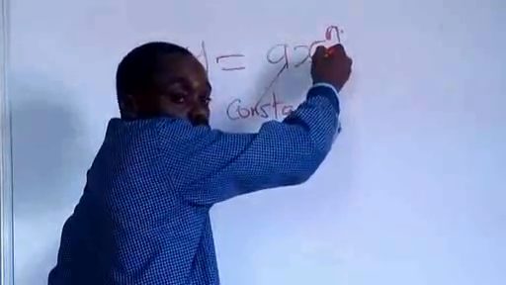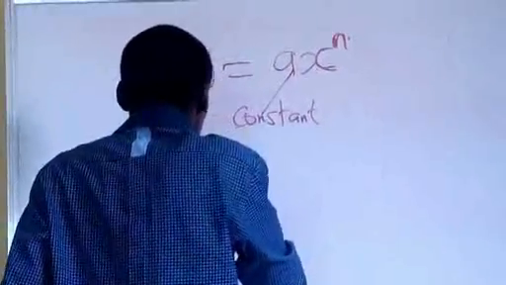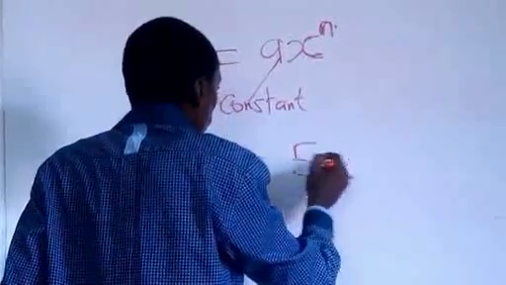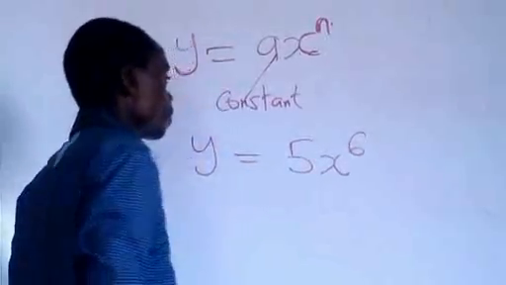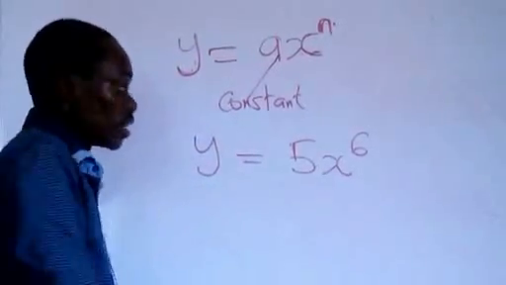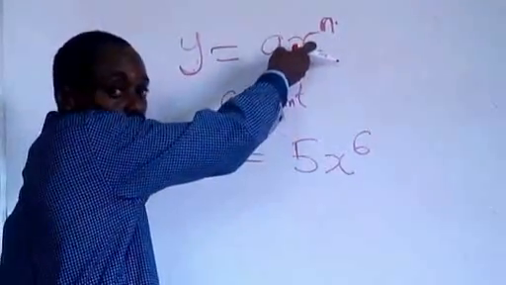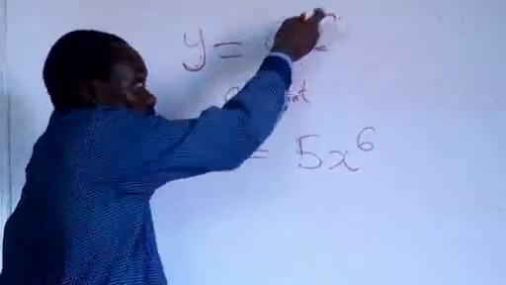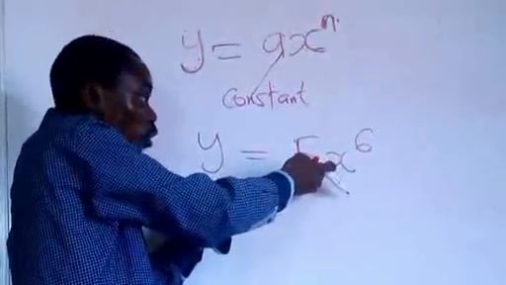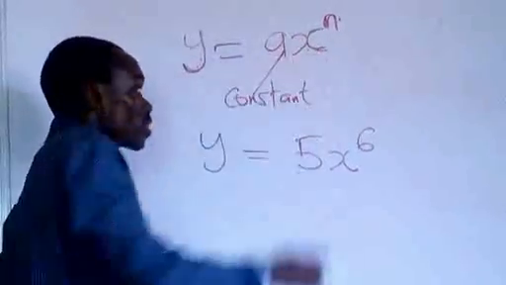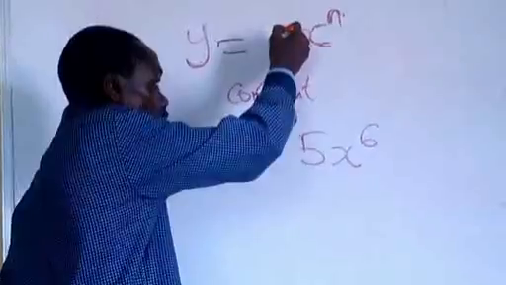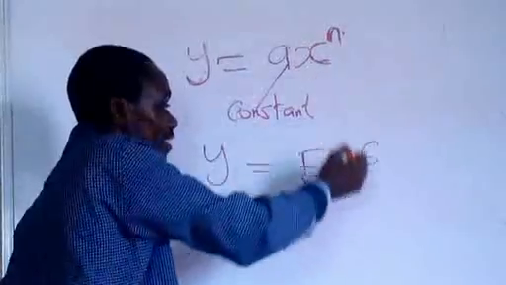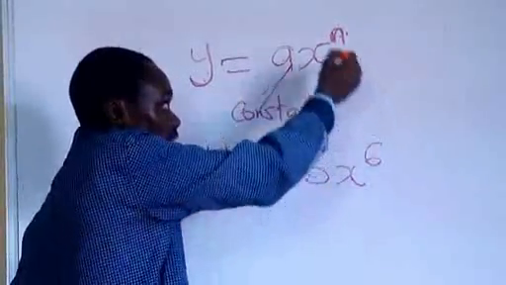For instance, y equals 5x^6. This function we've just written is similar to the general form. This is the general form, and this is a specific function. In this case, our a is 5. Our x is x. Our n is 6. Here, x was raised to power n; here, x is raised to power 6. Your y is your y.